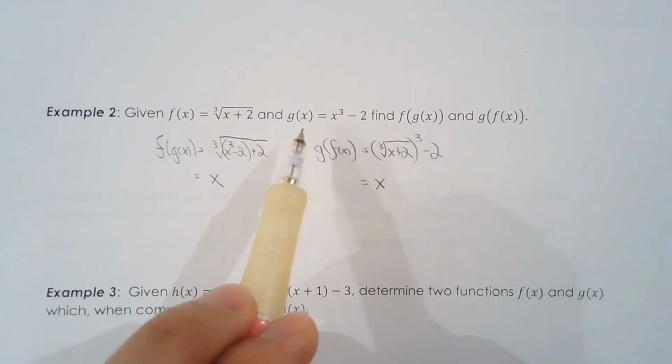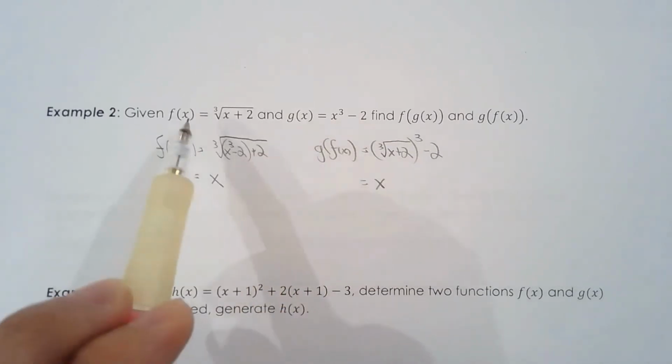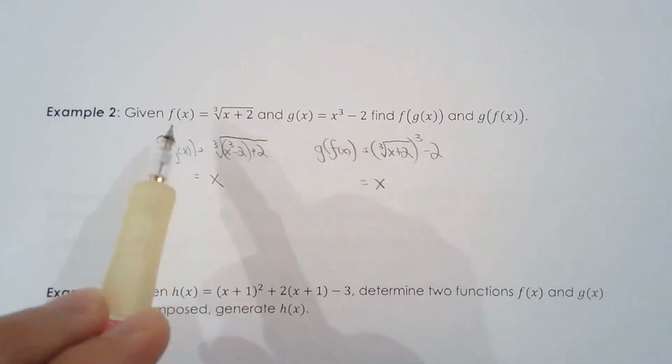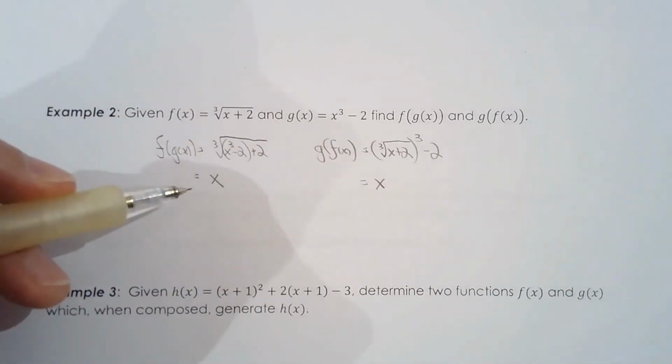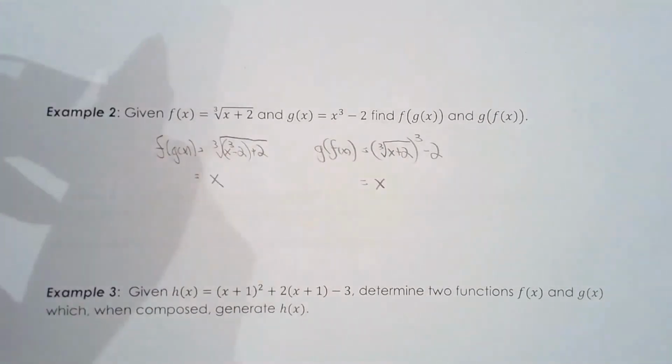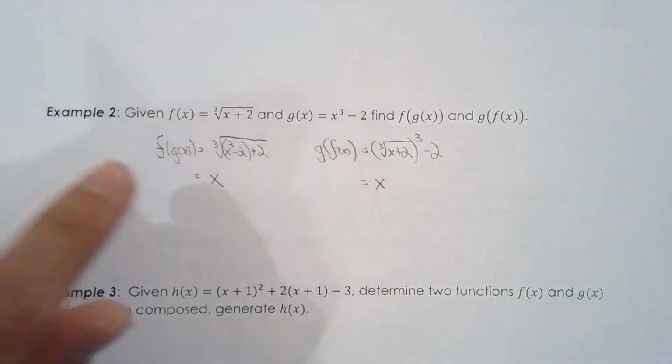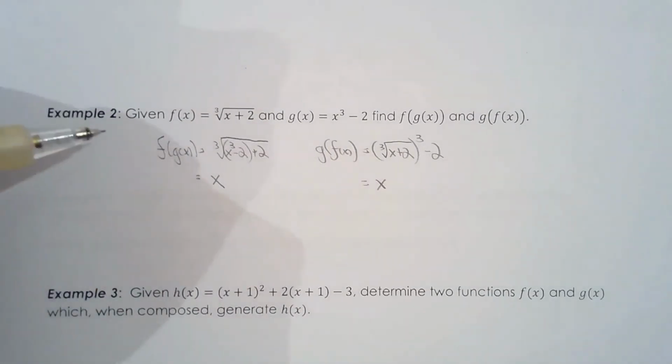And if you start with f, g will undo the effects of f. So that's why it makes sense that you're back to x. Okay? So if f of g of x is equal to x, or g of f of x is equal to x, it's telling you a special relationship that exists between f and g. f and g are inverses of one another.